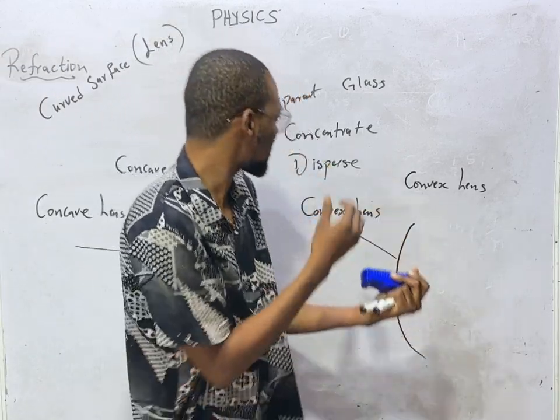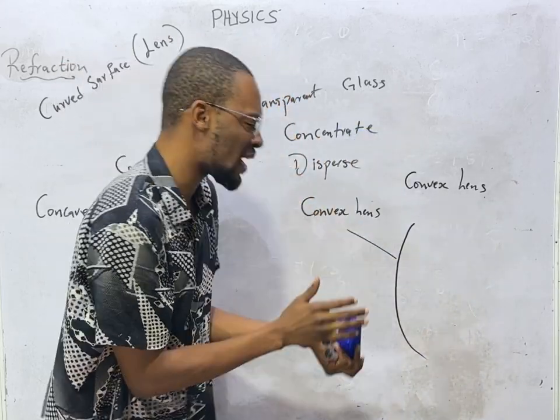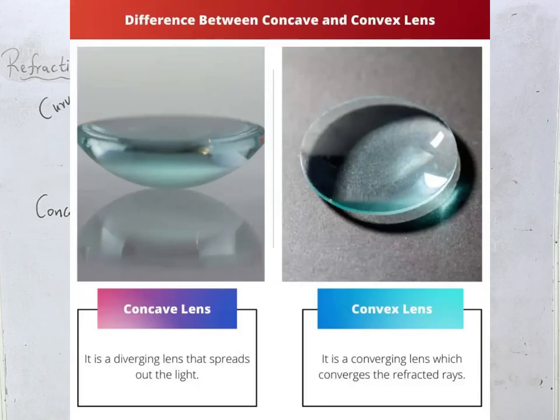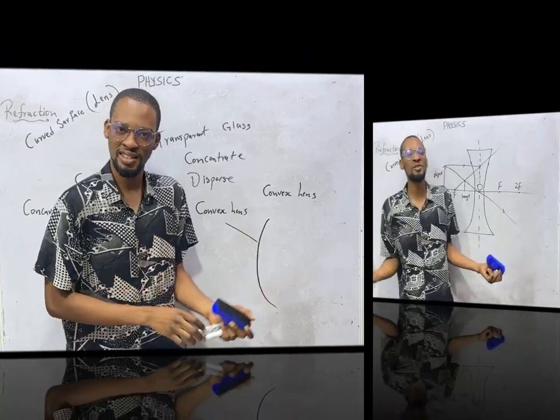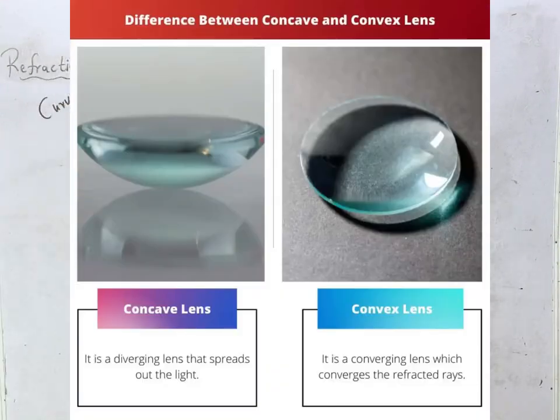A lens is transparent glass that can concentrate or disperse. To concentrate means to converge. To disperse means to diverge. Ladies and gentlemen, this means the two types of lenses are the converging lens and the diverging lens. This is a concave lens.